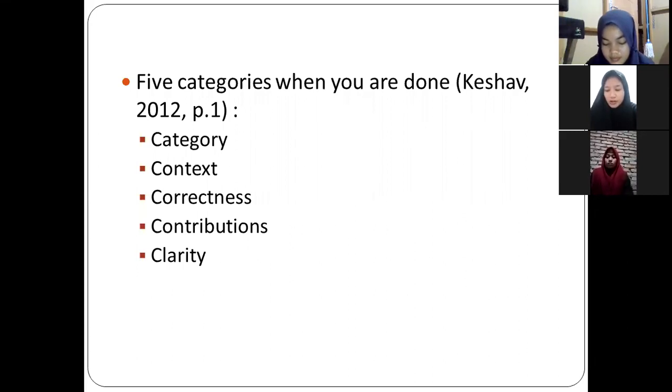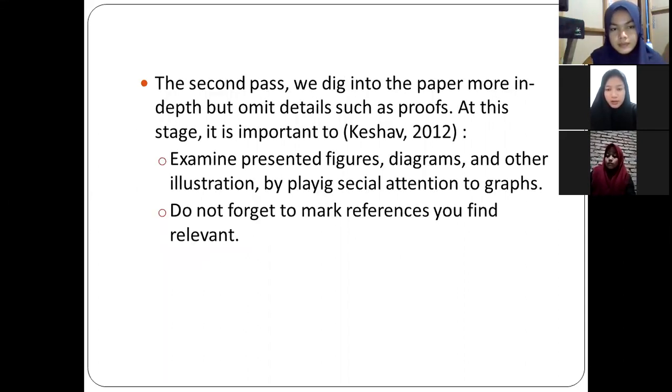And the third category is correctness. It tells us whether the assumptions are valid. And the next one is contributions. It tells us how the paper contributes to the existing scientific understanding. And the last category is clarity. It tells us whether the paper is well written and easy to understand. That's all from me. Back to the moderator.